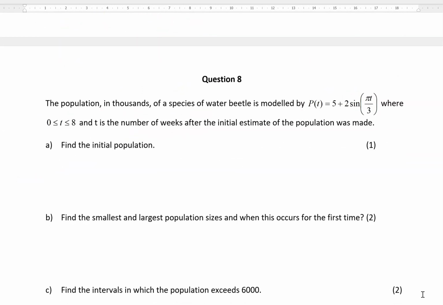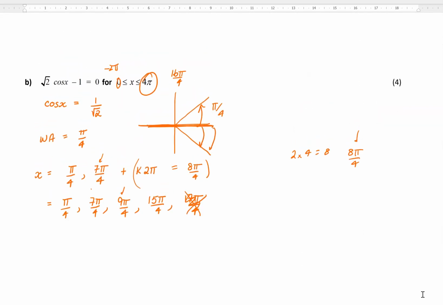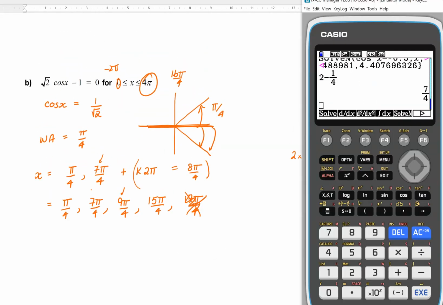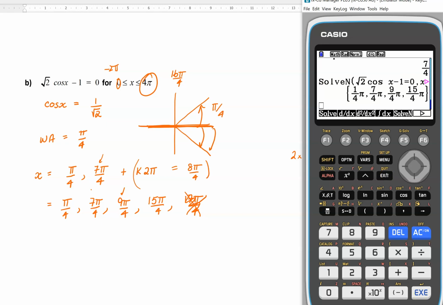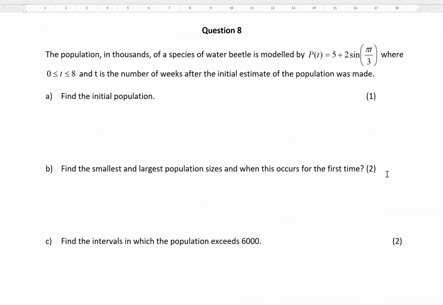Right, onward. Sorry, don't forget, check on your solver here. So we'll solve: we will type in root 2 cos x take 1 equals 0, comma x, comma 0, 4 pi, it wasn't 2 pi, it was 4 pi. Close your bracket. Yes, yes, yes. And those are the exact solutions that we've got. So definitely check. Just because it says algebra doesn't mean you can't use your calculator to check.